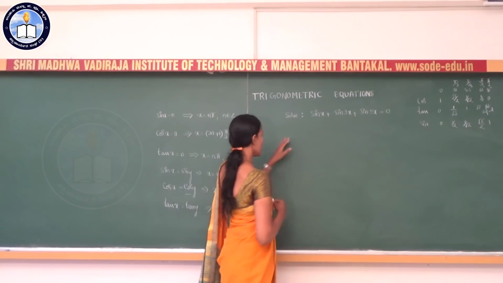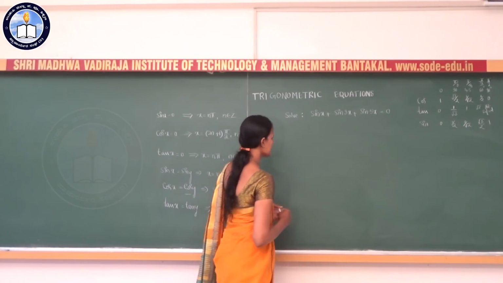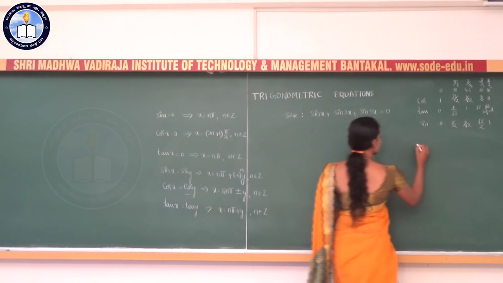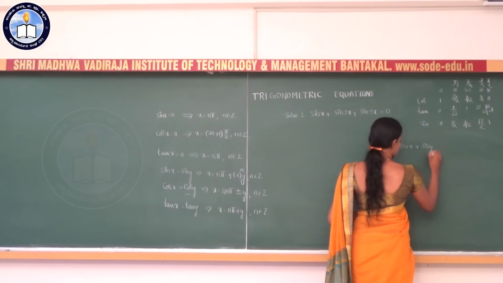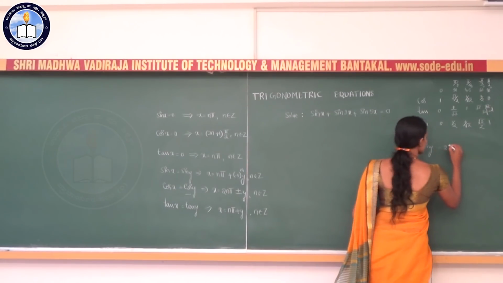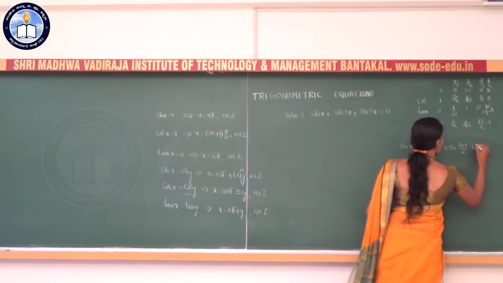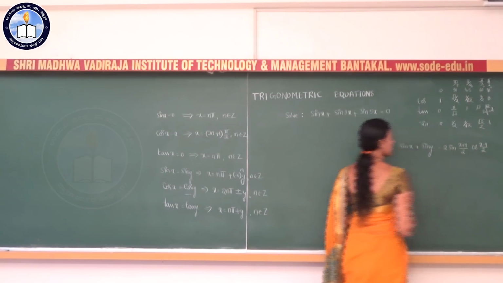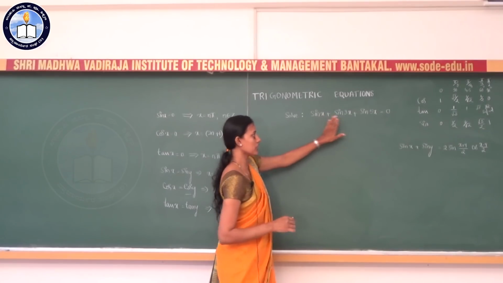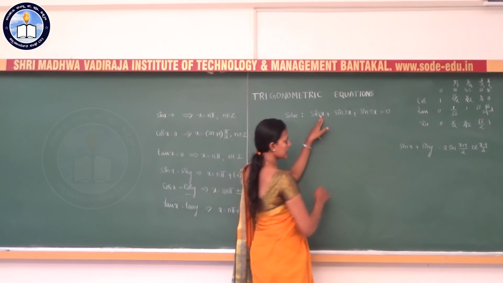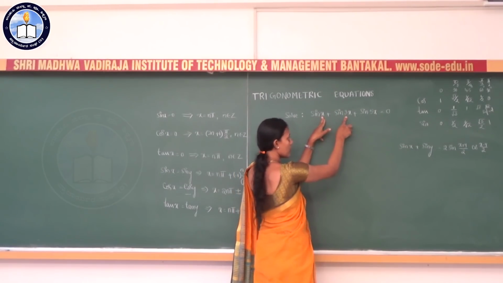Next question, solve sin x plus sin 3x plus sin 5x is equal to 0. Here we will be using the formula sin x plus sin y is equal to 2 sin of x plus y by 2 cos of x minus y by 2. But if we apply the formula for the first two terms, we will be getting 2 sin of x plus 3x, which is 4x by 2.